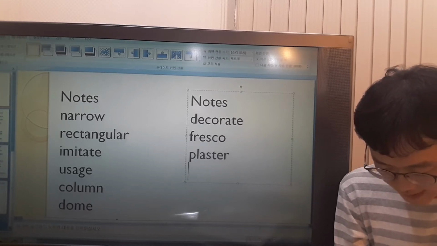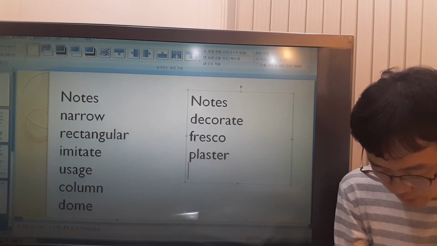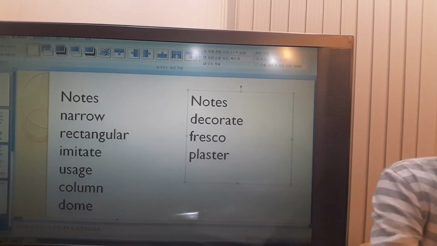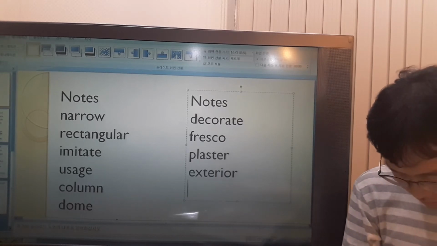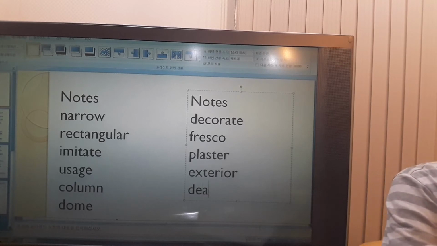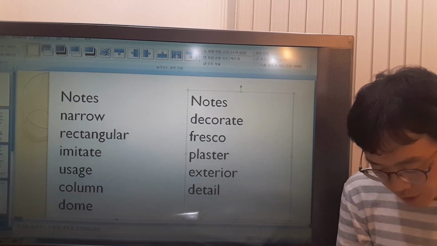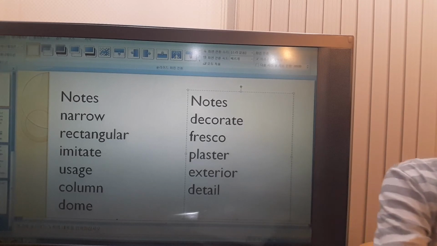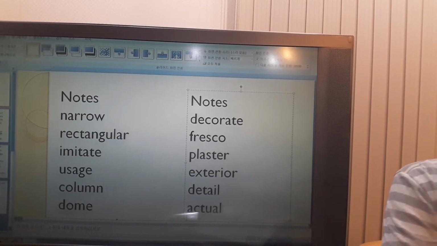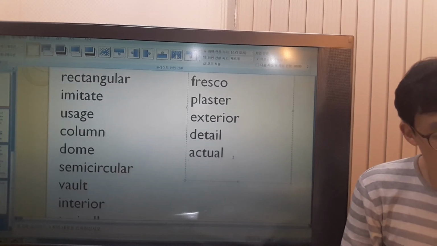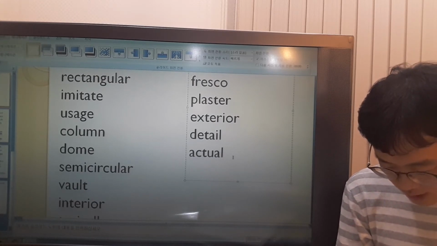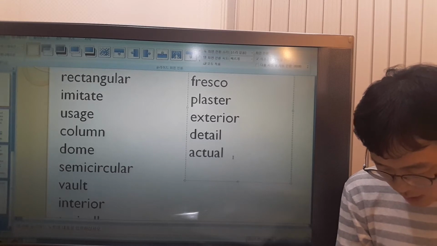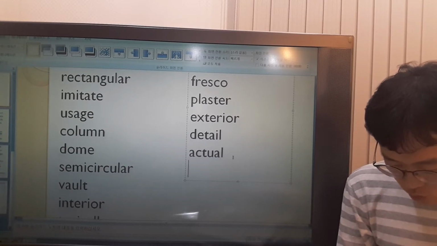Many of the interior and exterior details were actually copied directly from Roman examples. Many of the interior and exterior, what does exterior mean? Exterior means outside. Details, what's a detail? Detail is small parts of something. Were actually copied. What does actual mean? Actual means relating to a real thing. Okay? So actually means really, in reality. Copied directly from Roman examples.